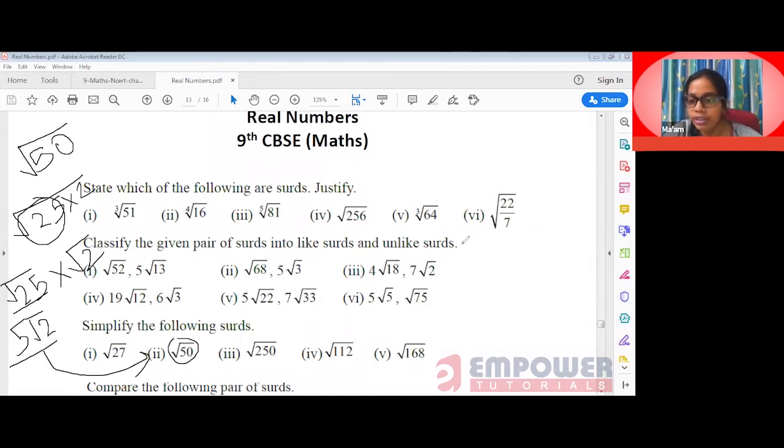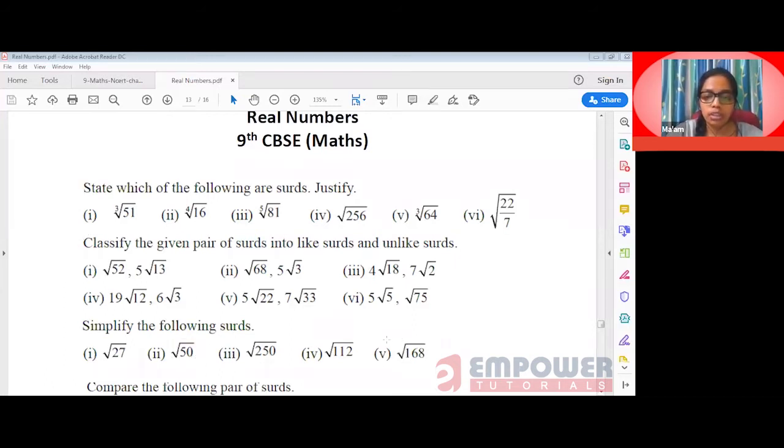Understood? Yes, ma'am. Okay, now do this one, 168. So the root 168, we will solve this one. Okay, so the factors of 168 will be, yes, tell me, what are the factors of 168?